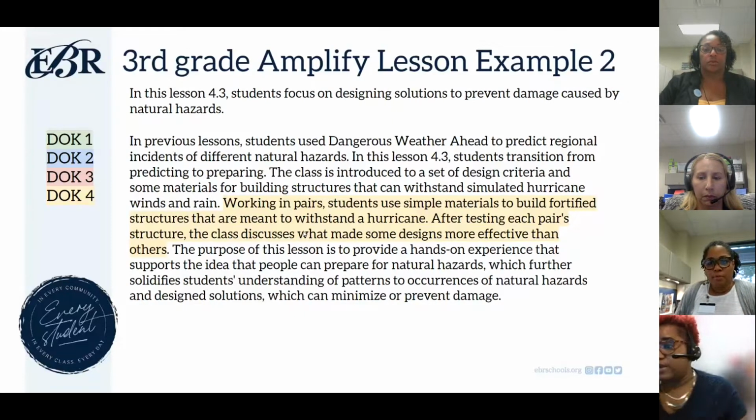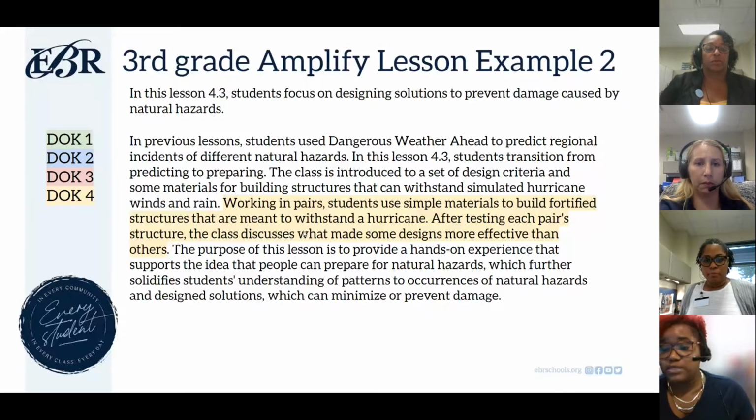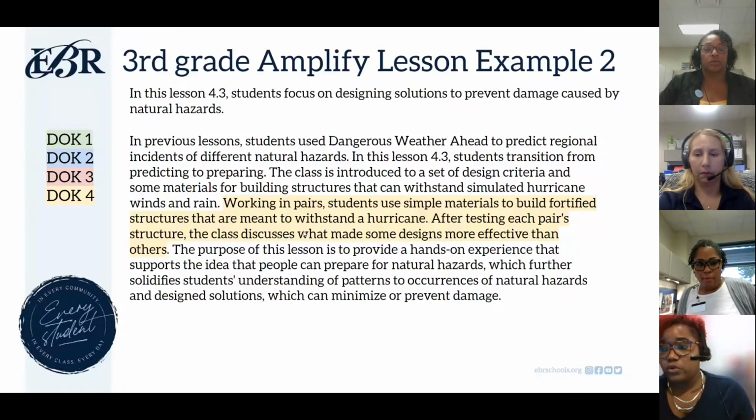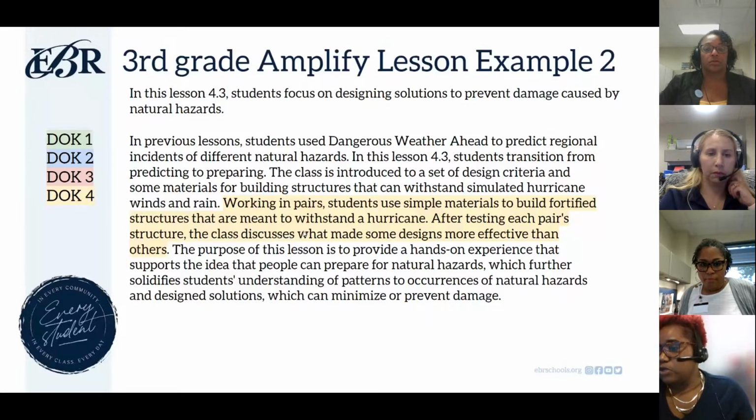We also have here an example of a third grade Amplify example 2, where we see DOK 4. This is also in the third grade 4.3 lesson from Amplify, where students focus on designing solutions to prevent damage caused by natural hazards. So if you notice, highlighted in yellow, you have working in pairs. Students use simple materials to build fortified structures that are meant to withstand a hurricane. After testing each pair's structure, the class discusses what made some designs more effective than others.